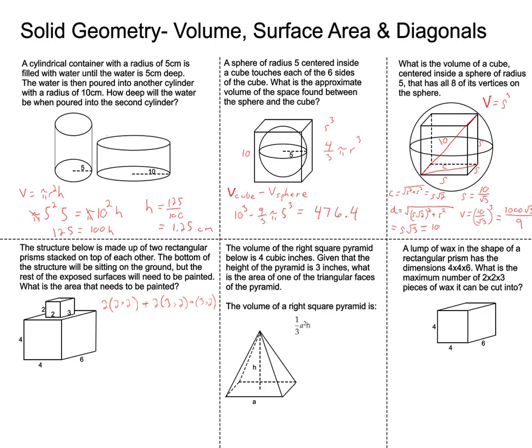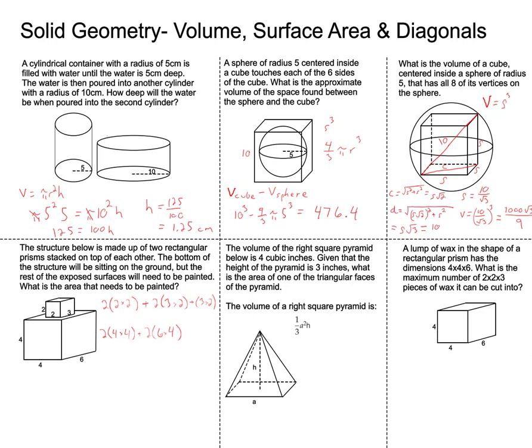Now, the surface area of the other rectangular prism, we know we don't need the bottom, so we can ignore that. So let's do the front, back, left, and right faces. For the front and back faces, we get 2 times 4 by 4, plus the left and right faces, which is 2 times 6 by 4.